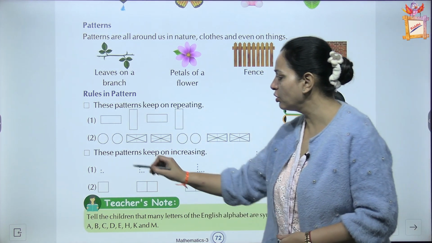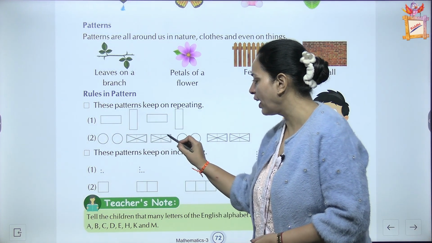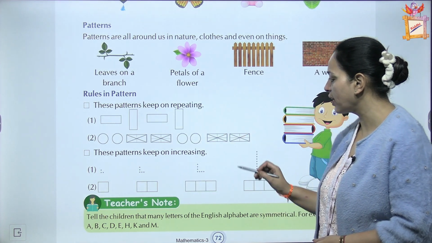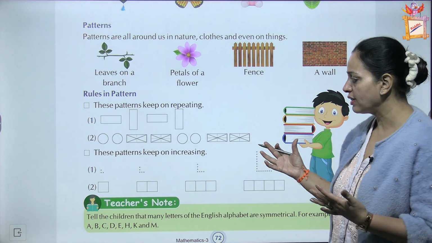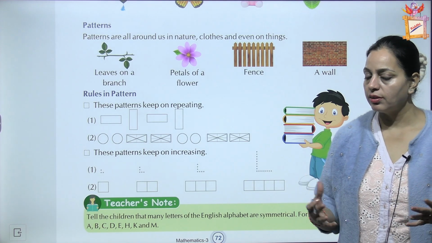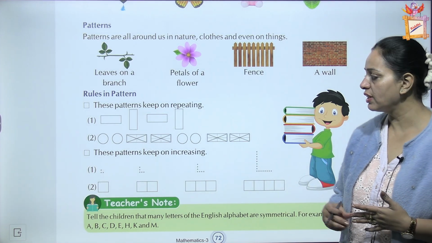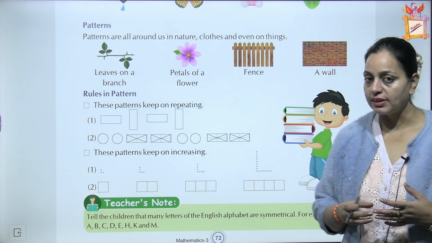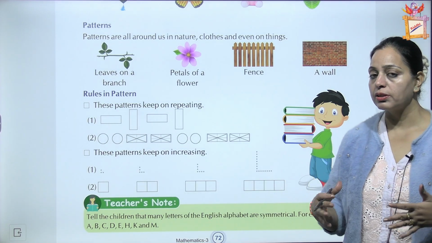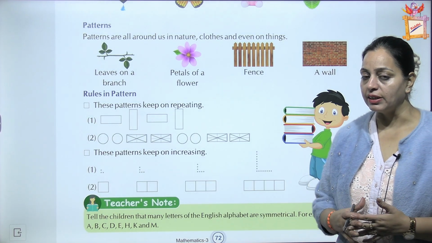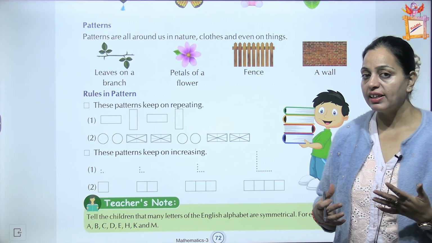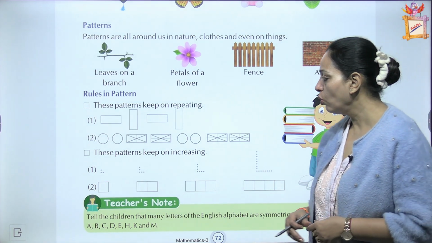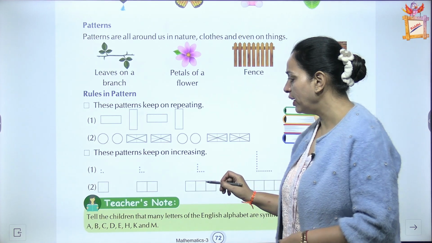The second one here, two circles and then two rectangles, then two circles, then two rectangles. So they are forming a design, a repeated pattern. This is forming a pattern, okay. On clothes, buildings, so many things. In nature we can see beautiful designs, that is the pattern. So these patterns keep on increasing like this.